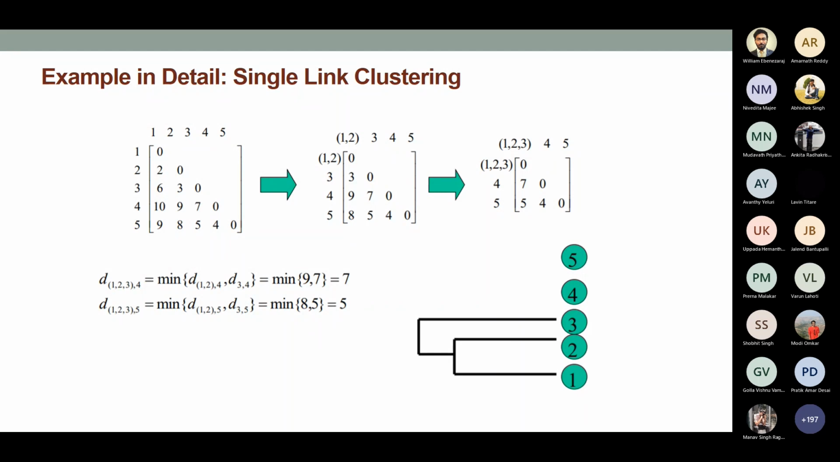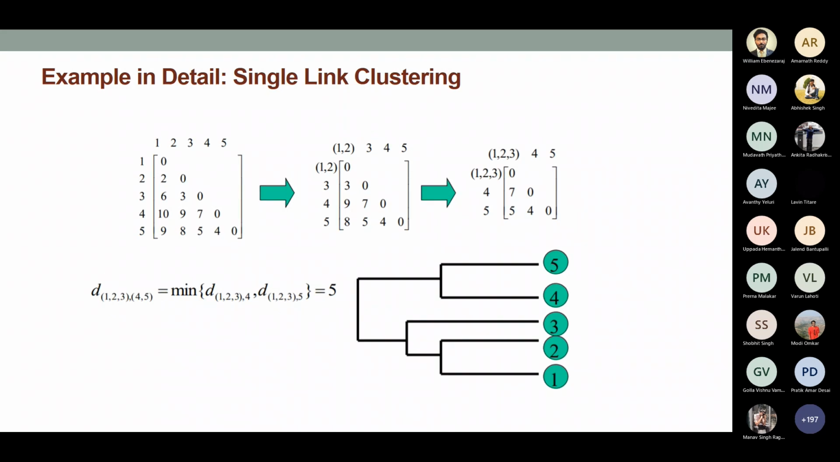Now then, what next? 4 and 5. Let's see, it's 4 and 5. Absolutely, yes. And then finally you get 1. Right, so you are right. Absolutely. So that's how you can compute the clusters or the dendrogram, the merging history, and so on.